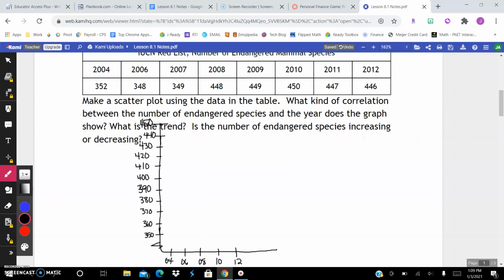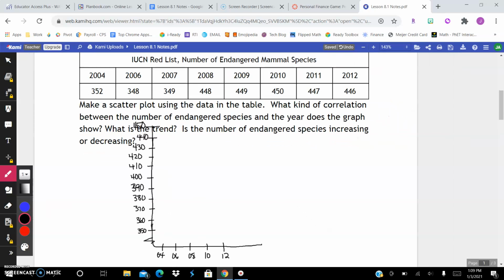Okay, so in 04, it's 352. So just above. In 06, it's 348, so just below. 07 is 349. 08 is 448. 09 is 449. 2010 is 450. 2011 is 447. And 2012 is 446.